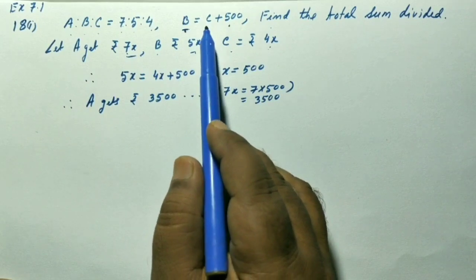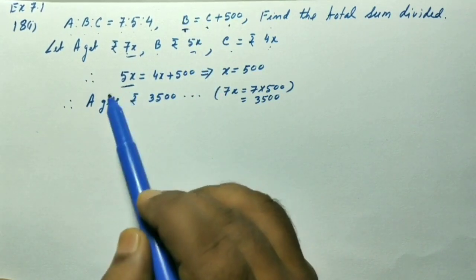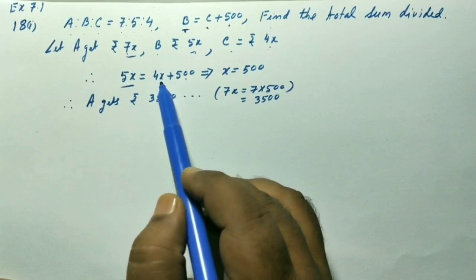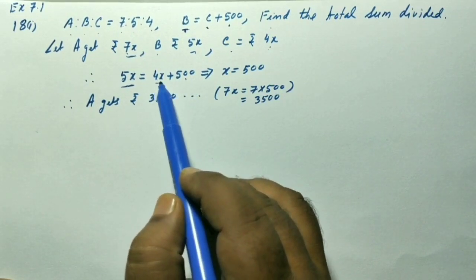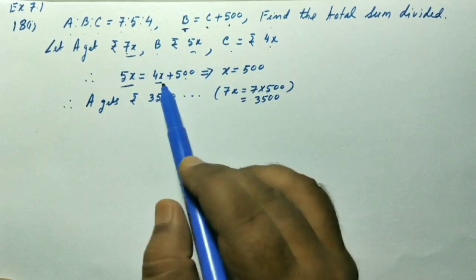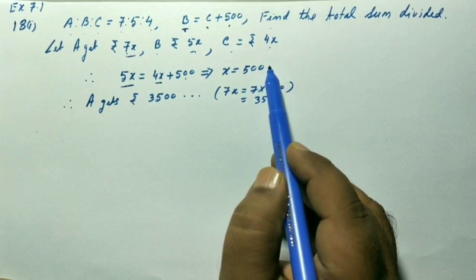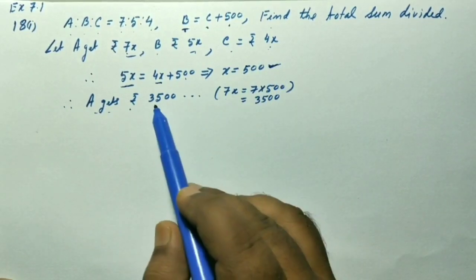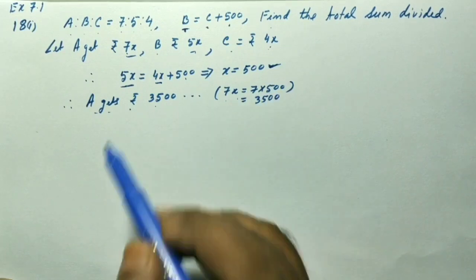Then the relation is there. Amount which B got is rupees 500 more than C. C gets this, B gets this. So if you simplify, solve this equation, you will get x is equal to 500. Common factor is 500. So A gets rupees 3500, 7 into 500.